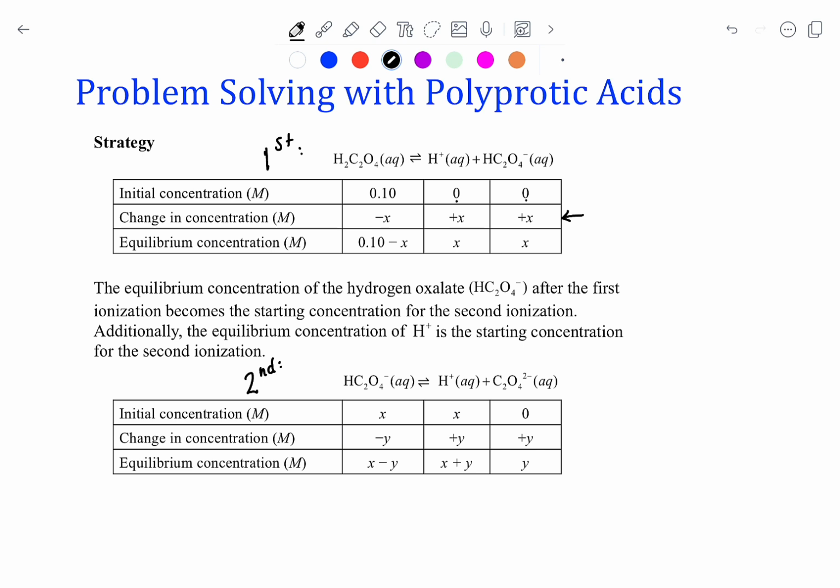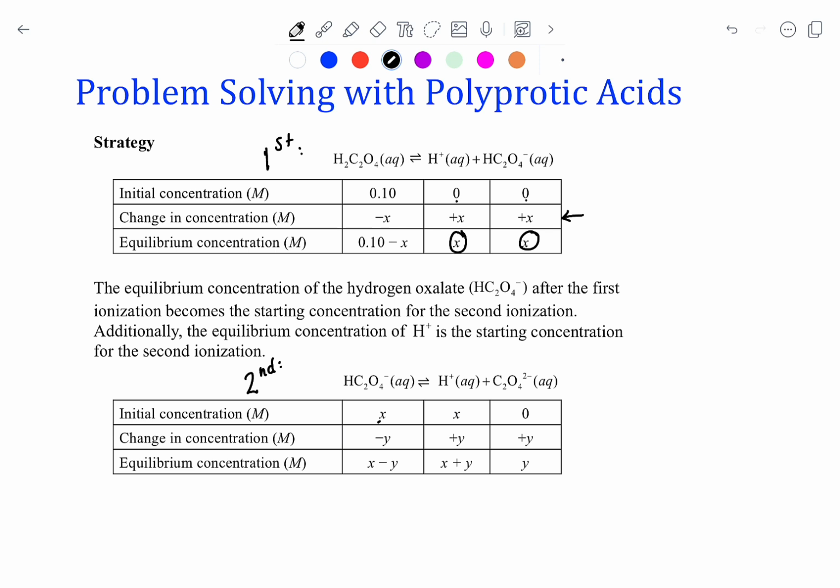Now when it comes to our starting concentrations of our second ionization, we can't just start with 0.1 again here, because then we're just doing the same ice table over and it's not really showing anything. In order to understand what we're doing in these ice tables, you have to remember that these 2 consecutive ionizations are happening all in the same container. So as my oxalic acid breaks down into H plus and HC2O4 minus, I immediately have some level of concentration of those 2 products, and that is the variable x.